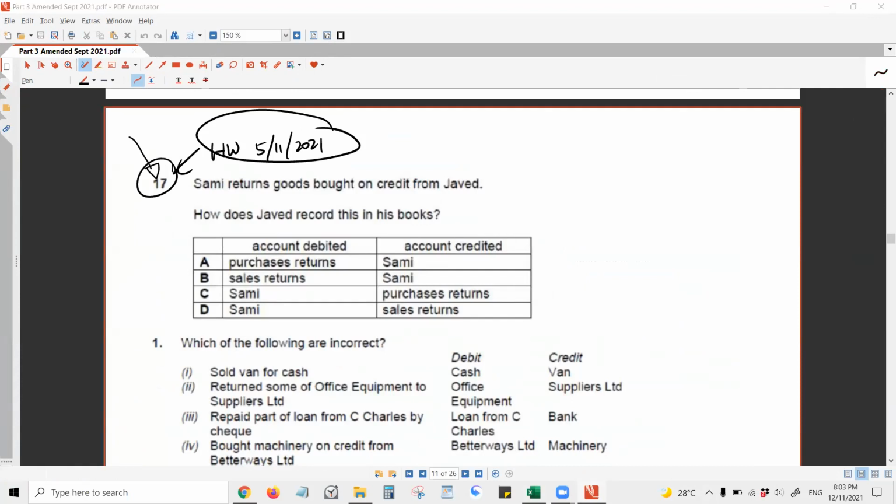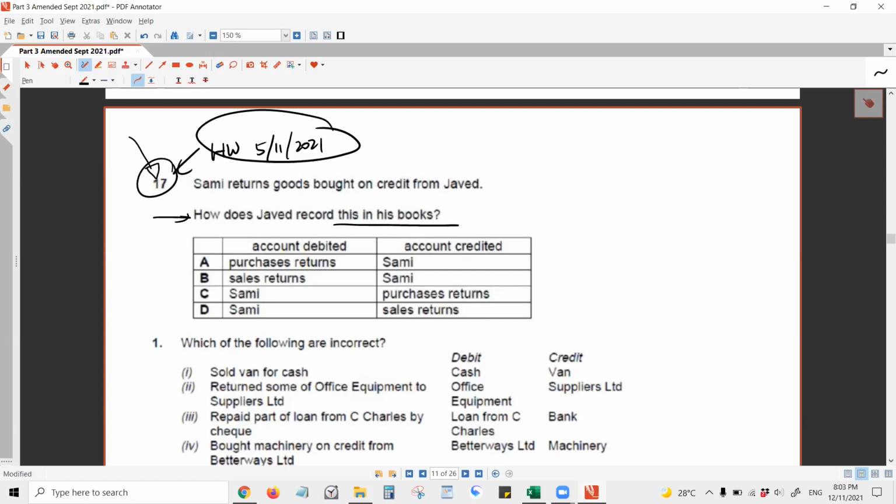Now question 17. How does Jave, not too sure how to pronounce it, Jave or Javet, but it doesn't matter here, how does Jave record this in his books? This is what I call the question requirement sentence.